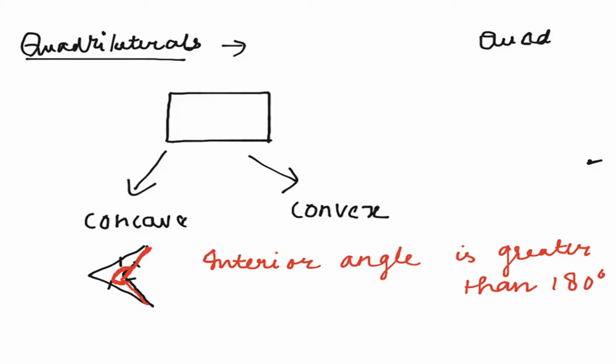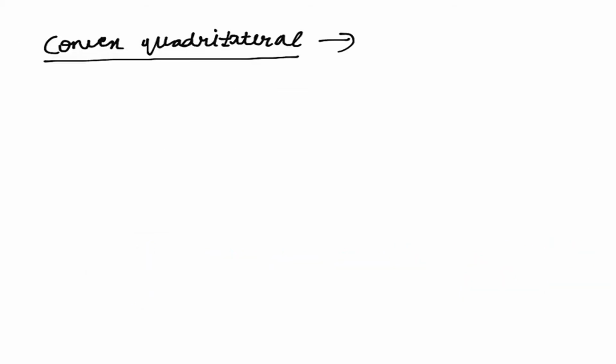Now next is convex quadrilateral. So any figure with four sides where each of the angles is less than 180 degrees will be a convex quadrilateral. Here we have four angles. Let's name this quadrilateral as A, B, C, D. Here we have four angles and all the angles are less than 180 degrees. Such a type of quadrilateral is known as convex quadrilateral.